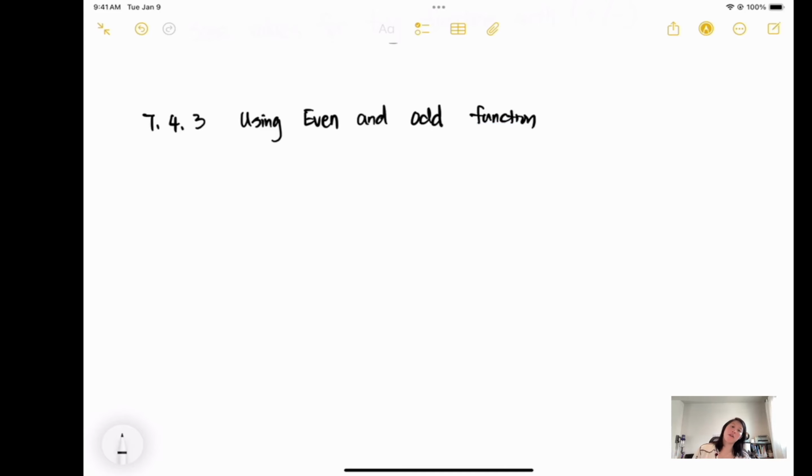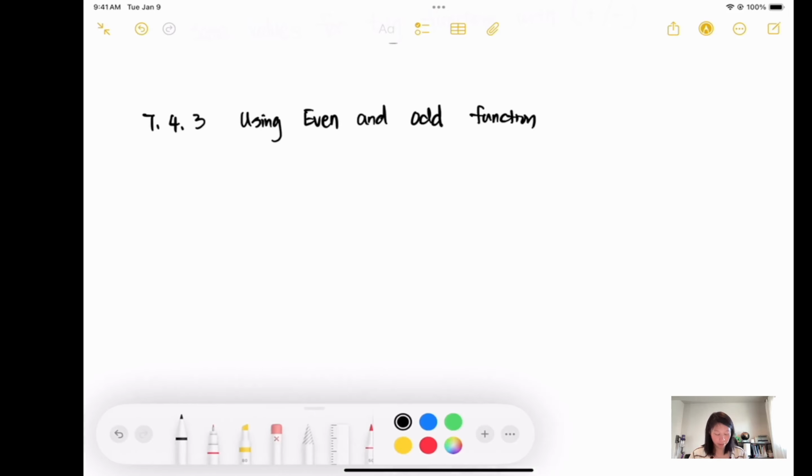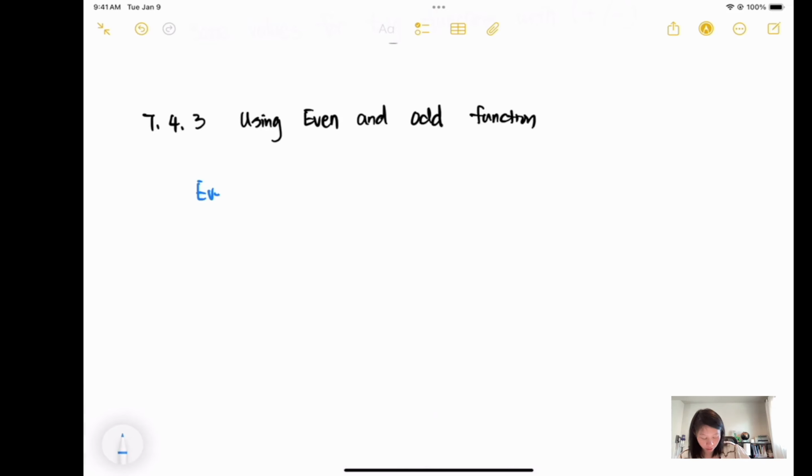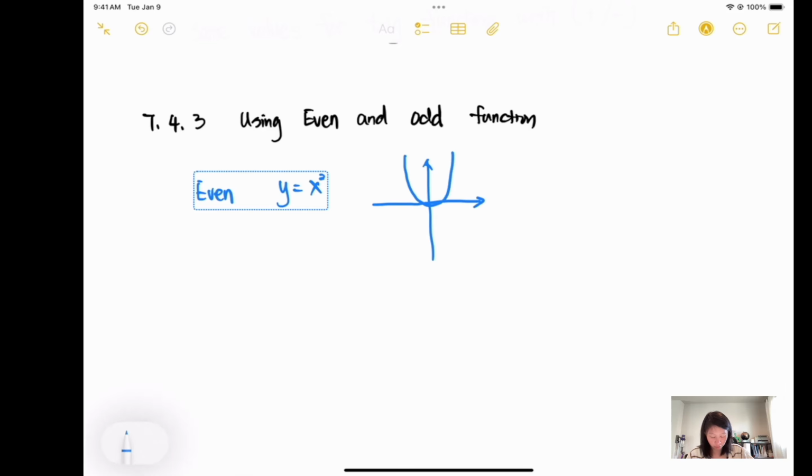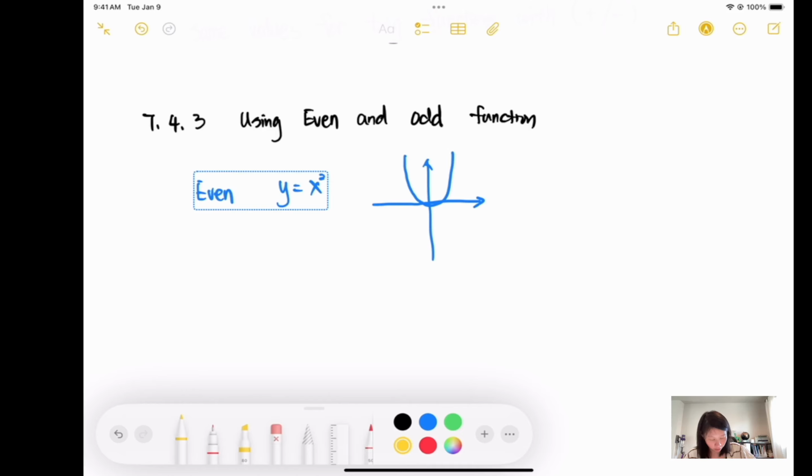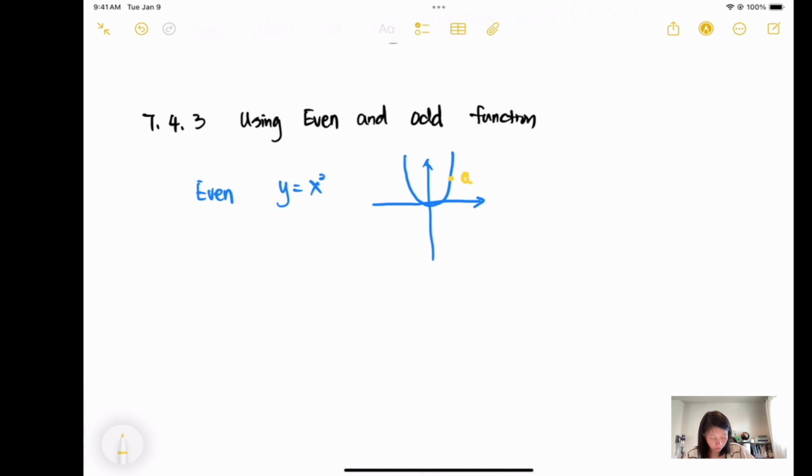In this video, we're going to talk about how to use even and odd functions to find the value of the trigonometry function. Okay, now let's do a quick recap. What is an even function? Well, an even function is a function such as y equals x squared, which is our quadratic function. If you find a random point A on the function, you will find that it is symmetric over the y-axis.